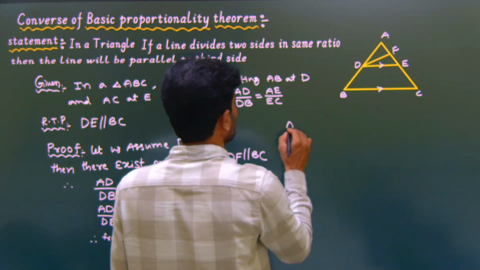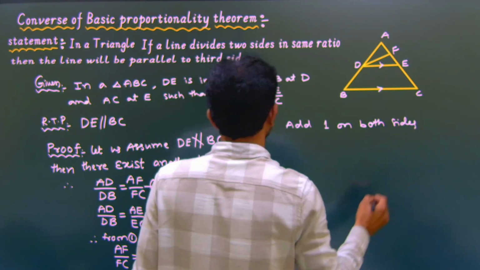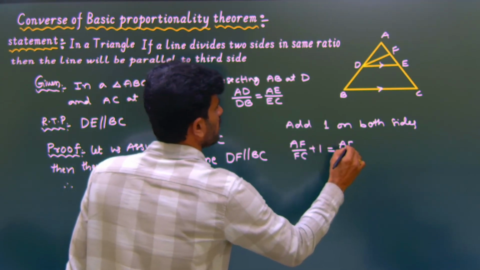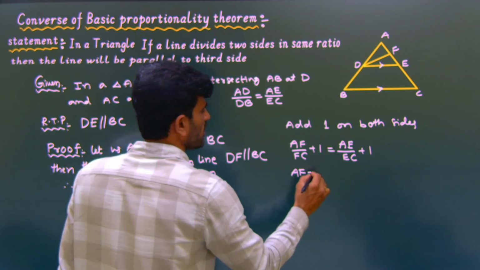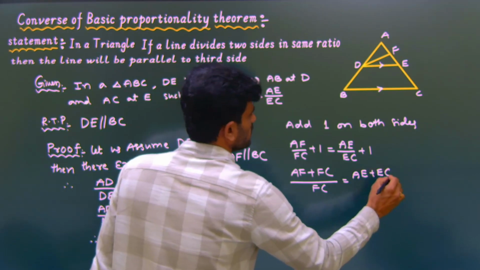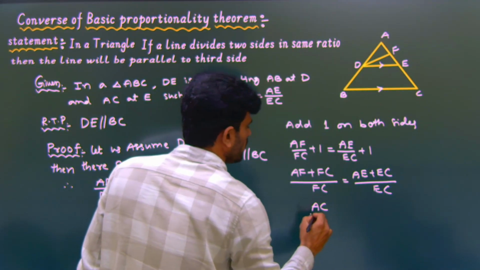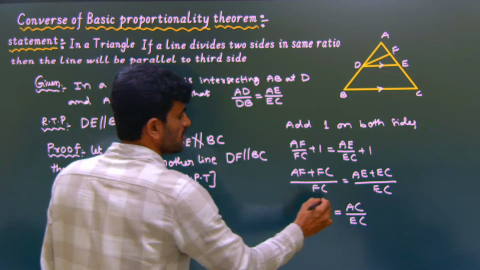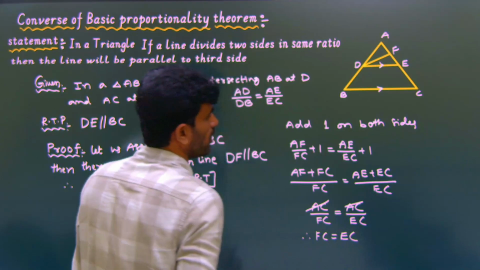So what I do, I add 1 on both the sides. Add 1 on both sides. And what we get here? AF by FC plus 1 is equal to AE by EC plus 1. Then after taking LCM, AF plus FC by FC is equal to AE plus EC by EC. Now what is AF plus FC? AF plus FC is AC. So it is AC by FC is equal to AC by EC. Now AC we can cancel. So finally we get FC is equal to EC.